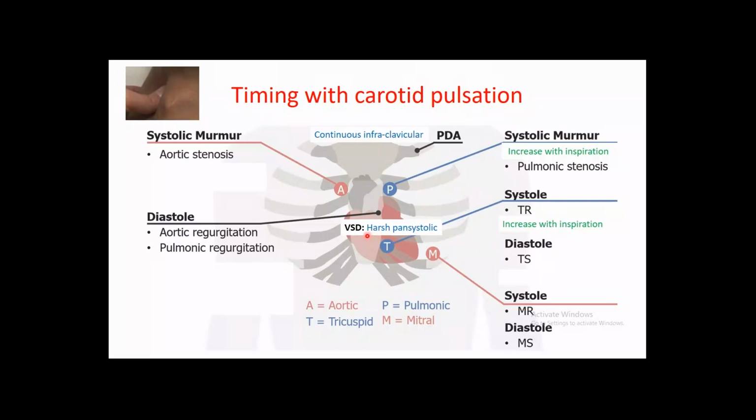Last thing is a harsh pansystolic murmur over the fourth space, which is the best site to hear the murmur of ventricular septal defect.